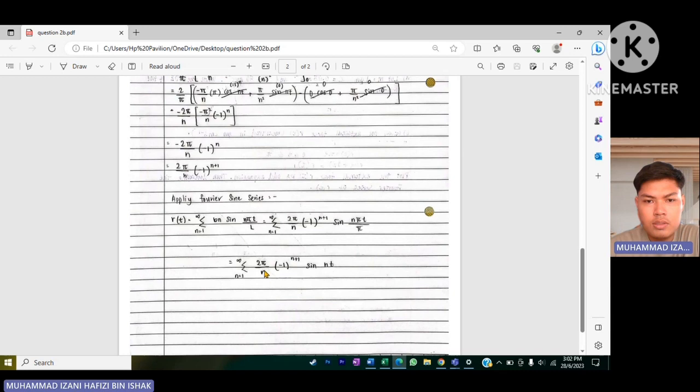So the last answer is 2 pi per N bracket negative 1 to the power N plus 1 sin nt. Terima kasih.